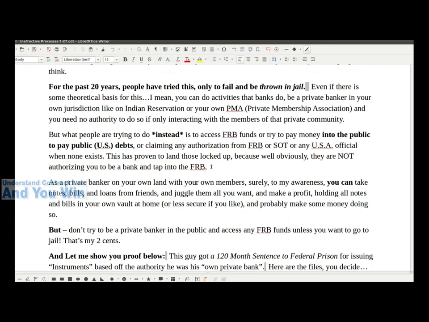But again, you're not going to be able to tap into the Federal Reserve Bank and just become a billionaire just because you're the president of the bank. That's not how the president of the bank gets paid. Liabilities need to equal assets.